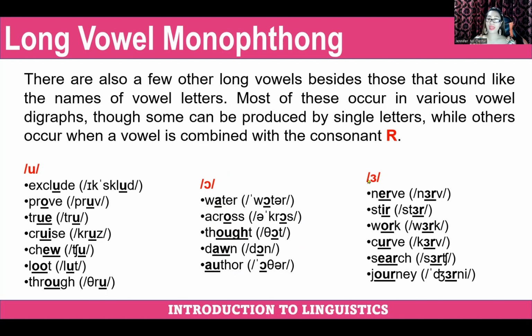Then we have the E sound combined with the consonant R most of the time. We have the sound as in nerves, so it should be longer. As in nerves, steer, work, curve, search, journey. Once again, nerves, steer, work, curve, search, journey.